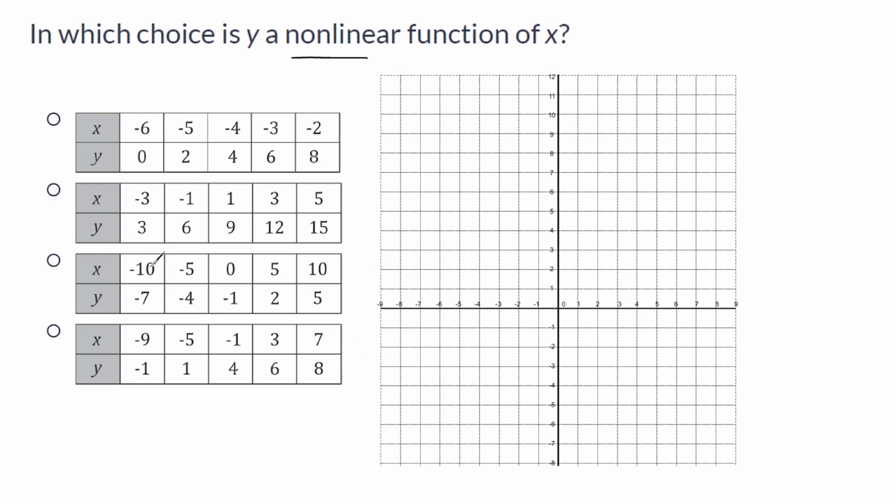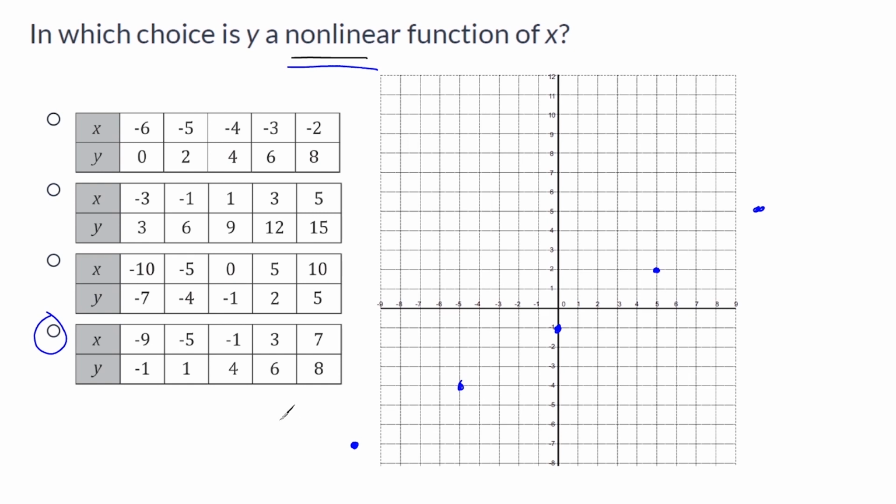All right, the first point is -10, -7, which would be about right here, slightly off of our coordinate plane. -5, -4 is right here. 0, -1, which is right on the y-axis. 5, 2, which is right here. And 10, 5 would be slightly off of our coordinate plane as well. And we can see that these points do form a straight line, which means it must be the last choice, which is an example of a nonlinear function.